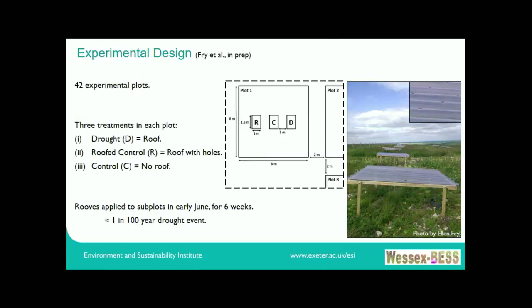But the purpose of this is to try and control for some of the other effects of having a roof, so you might expect slightly lower light intensity, slightly higher humidity. But in actual fact, not all water does get through, so it also represents a kind of very low level of drought. And then we just have a straight up control treatment, which is just without a roof. And these roofs were applied for 6 weeks, and then we collect our data immediately after they're removed.